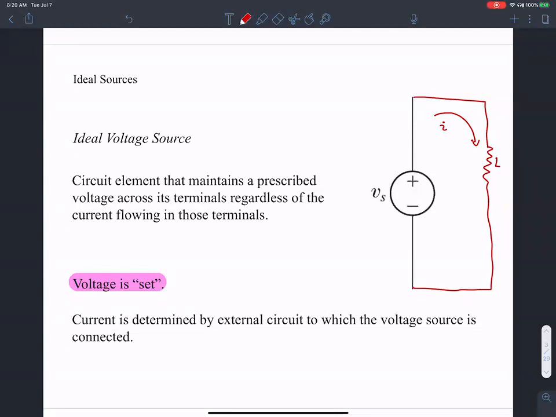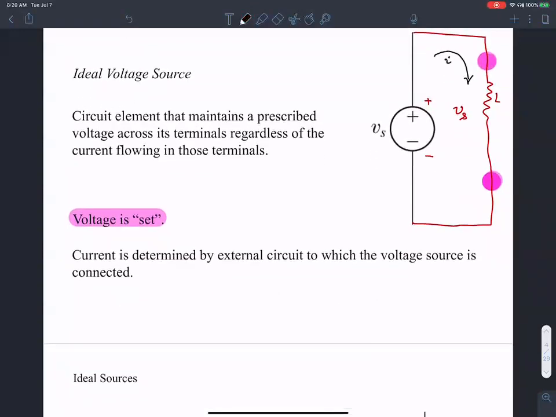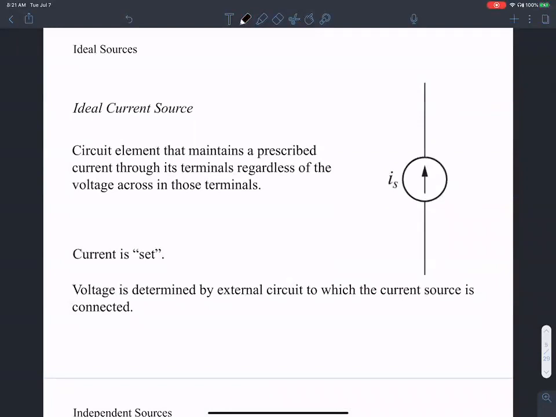But what is important is the voltage across the terminals of the voltage source, and therefore the voltage across the two terminals here is set to be a constant voltage Vs. The current again, the amount of current flowing through that is set by the external circuit load. Ideal voltage source. Of course, this is ideal. There's no such thing as ideal voltage source. There are physical limitations to this behavior. But the idea is that the voltage is constant across the voltage source.